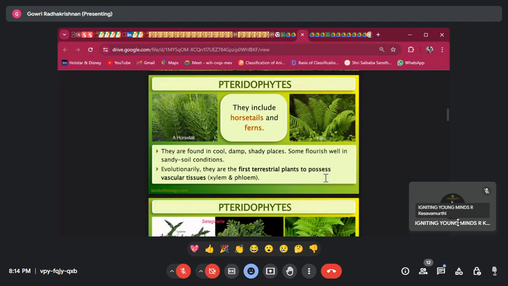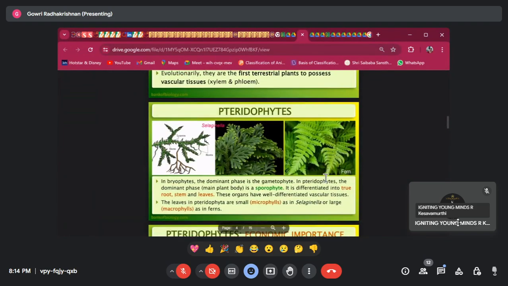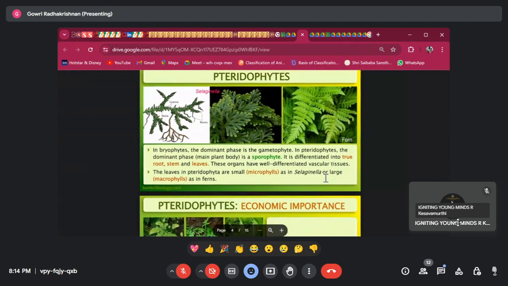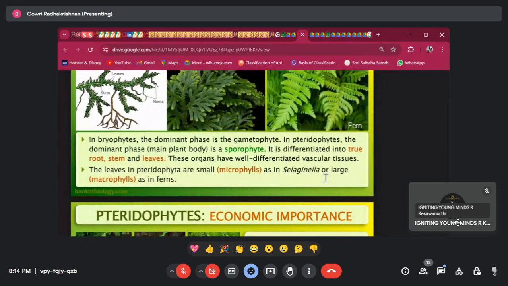Some flourish well in sandy soil condition. So evolutionarily, they are the first terrestrial plants to possess vascular tissues, xylem and phloem. Please remember this, note this point. So they are the first terrestrial plants to possess what? Vascular tissues, xylem and phloem. And then in bryophytes, the dominant phase is a gametophyte. In the pteridophytes, the dominant phase, the main plant body, is a sporophyte.